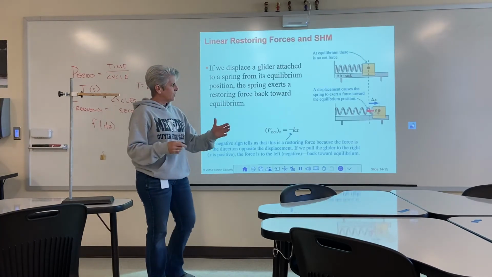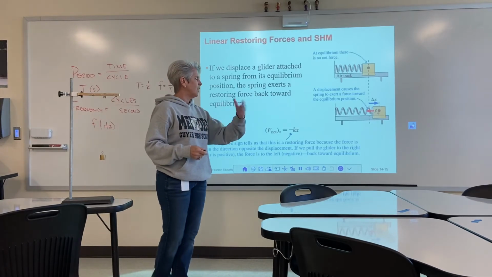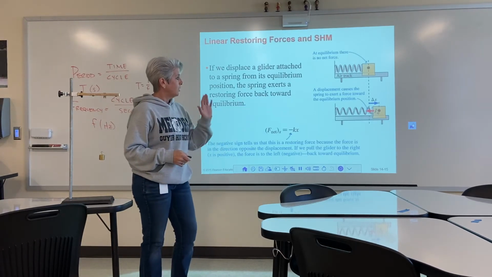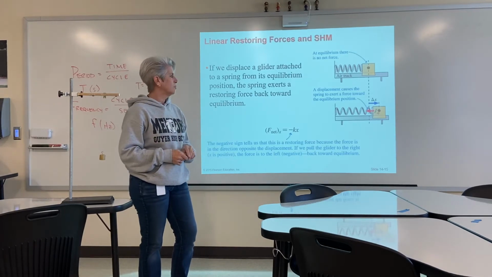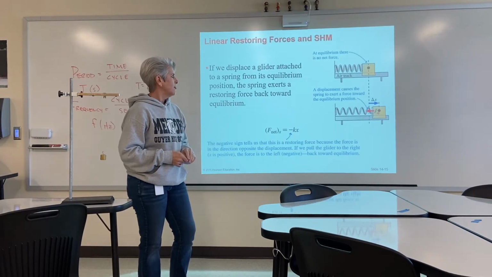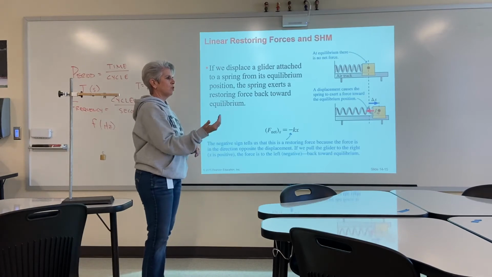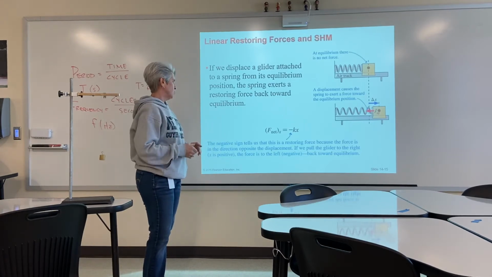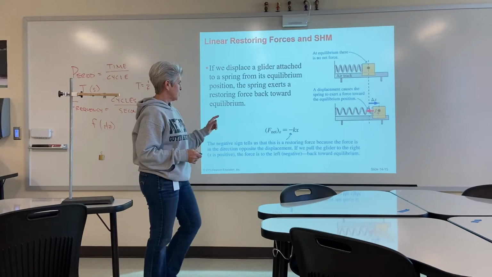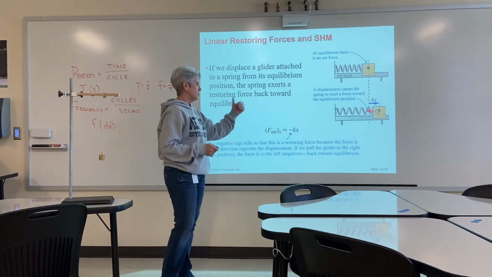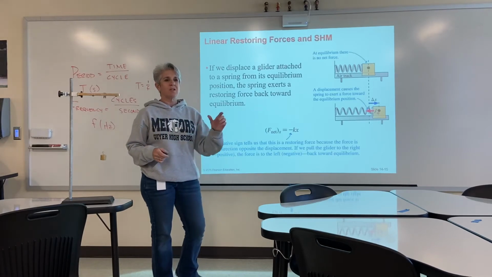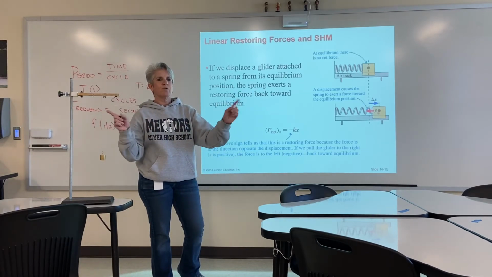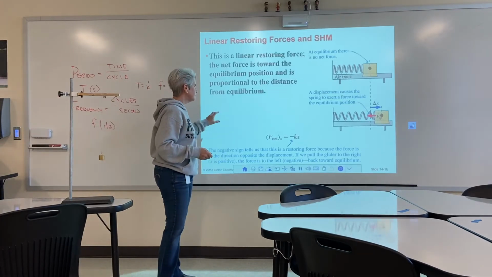If you had something moving horizontally, here they have an air track and a glider, and they have an equilibrium position, and they pull the glider away from equilibrium a certain displacement. That spring wants to restore the force and pull it back to equilibrium. So the net force in the x direction here is negative k times x. Remember, the negative sign is there because the stretch and the force are in opposite directions.